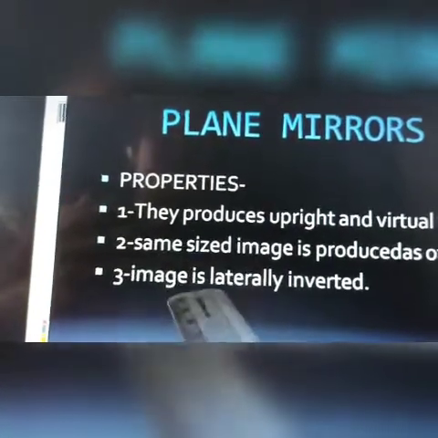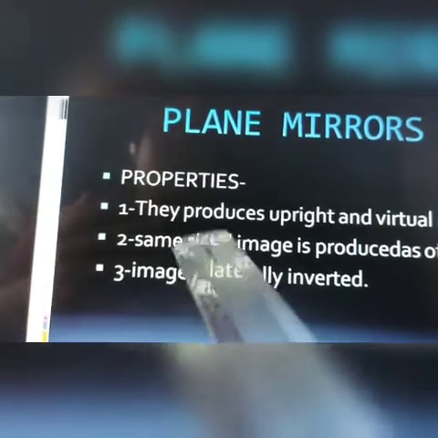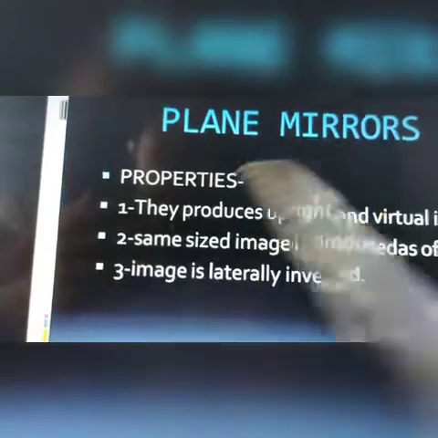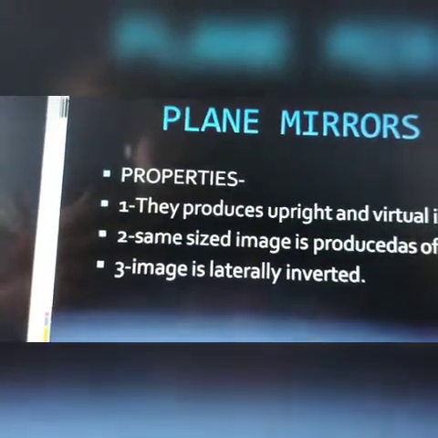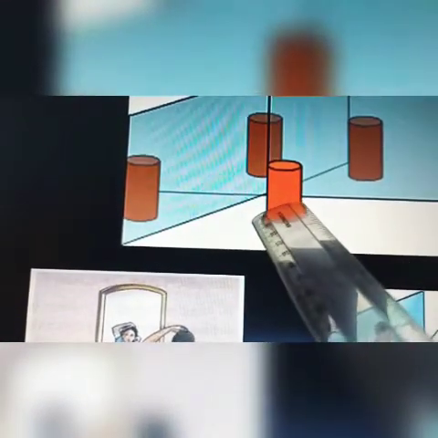Which means that if you look in a plain mirror, you will see the left hand becomes right and the right becomes left in the mirror. Clear to all about this? Next you can see the examples here. This is an object, these are the plain mirrors. You can see the object here and here. So what can you see?